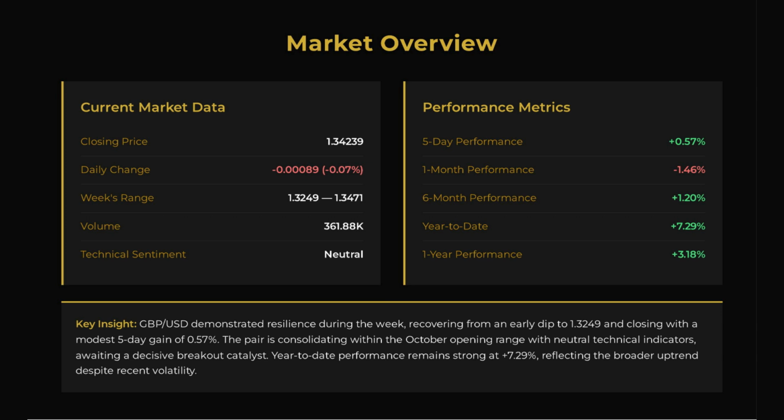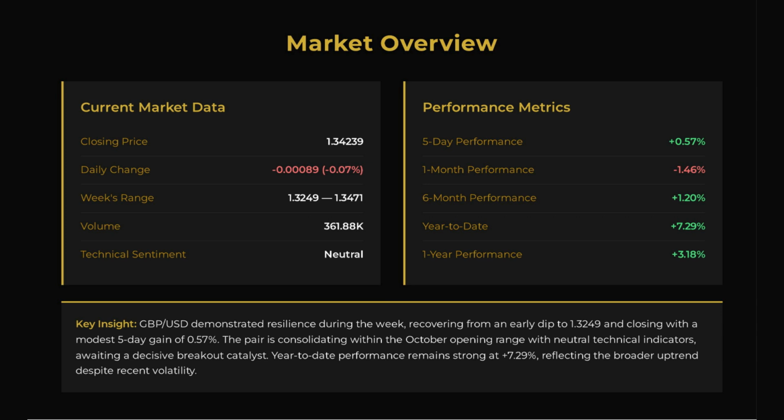British pound to US dollar closed the week at 1.34239, posting a 5-day gain of 0.57%. The pair experienced significant volatility, testing a low of 1.3249 before bouncing to a high of 1.34714. Technical indicators from TradingView show neutral sentiment across both oscillators and moving averages, reflecting the market's indecision.